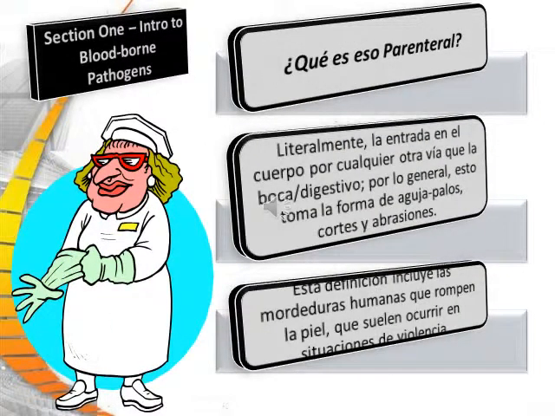What is parenteral? Parenteral literally is the entry into the body by any route other than the mouth or digestive system. Typically it takes the form of a needle stick, cut, or abrasion. This definition includes human bites that break the skin and which are most likely to occur in violent situations.